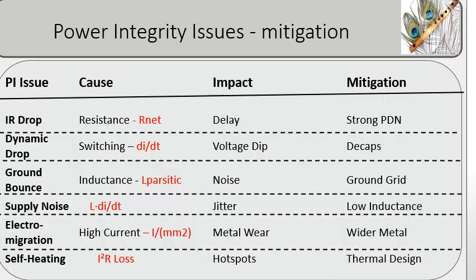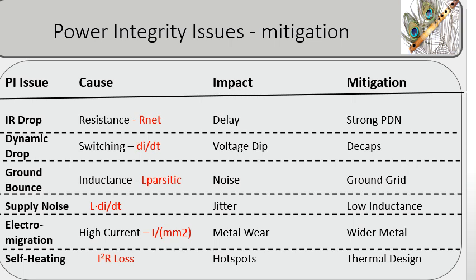Power integrity issues arise from resistance, inductance, high switching current, and excessive current density in the power delivery network. Static IR drop is minimized by designing a strong and low-resistance power distribution network. Dynamic voltage drop is reduced using strategically placed decoupling capacitors that supply transient current during switching. Ground bounce and supply noise are controlled through low inductance routing and a robust ground grid structure.